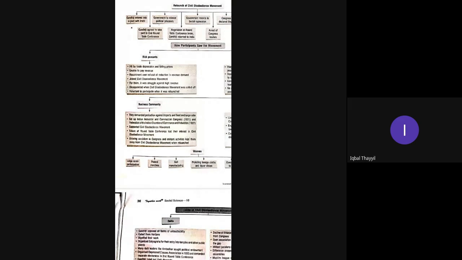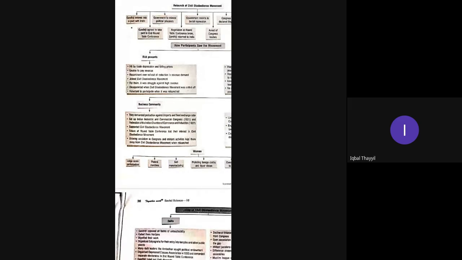So to organize the business interests, they formed the Indian Industry and Commercial Congress in 1920. Please note down that year, 1920. And FICCI, that means the Federation of Indian Chambers of Commerce and Industry, in 1927.